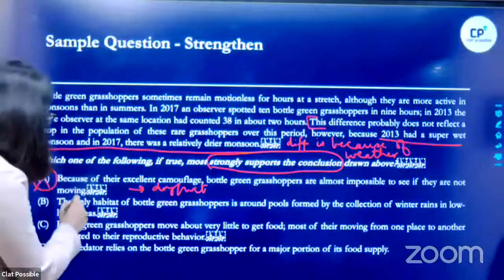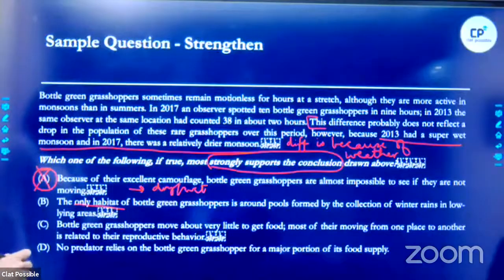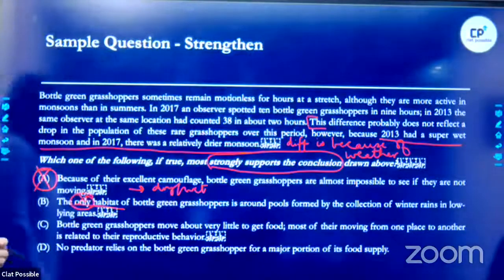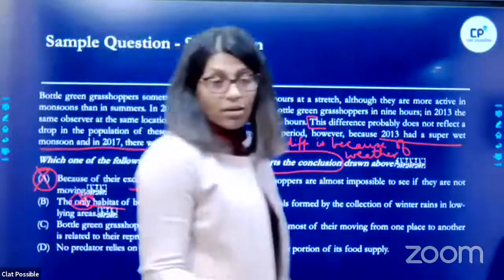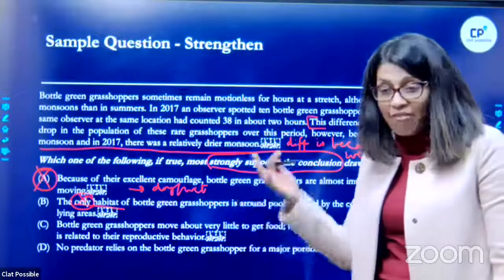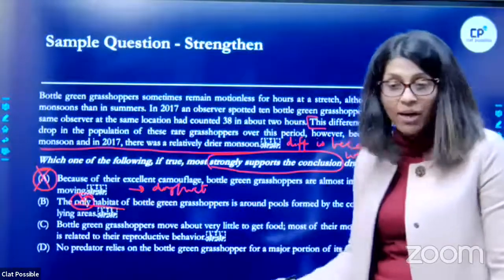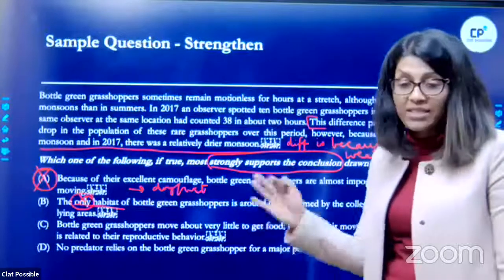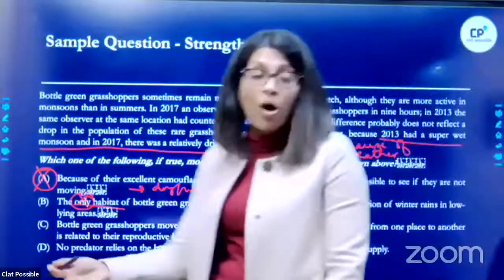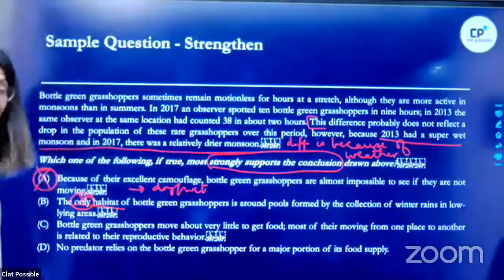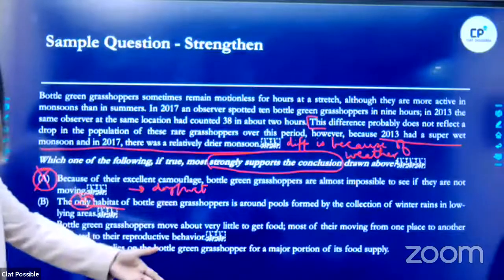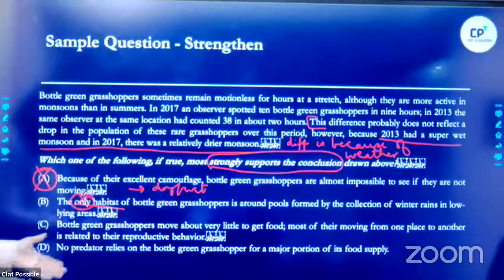Let's look at B. The only habitat of green grasshoppers is around pools. Now this is incorrect. Only habitat. That means the other number should be 0 then. The author is saying if it starts raining in that place, these grasshoppers will appear. But if the only habitat is this, then this discussion is out. Because grasshoppers were seen, but their presence was affected by dry and wet monsoons. Only that is not justified here.